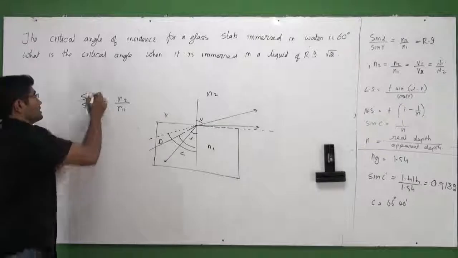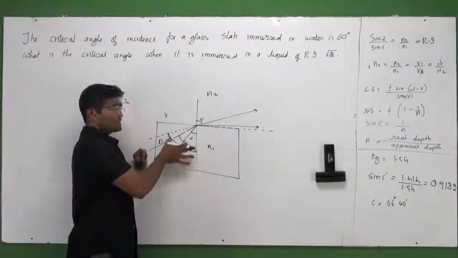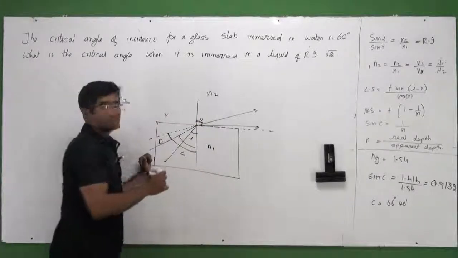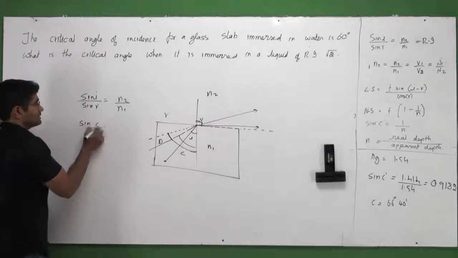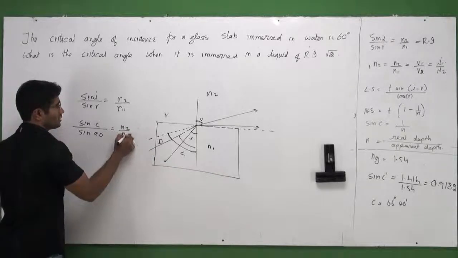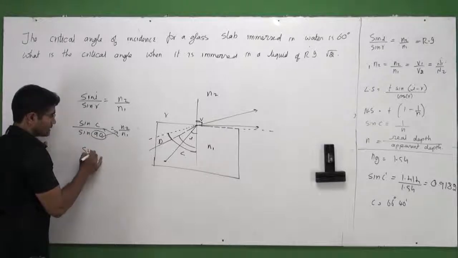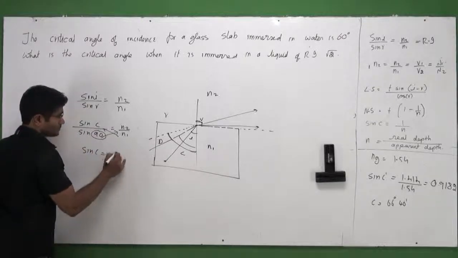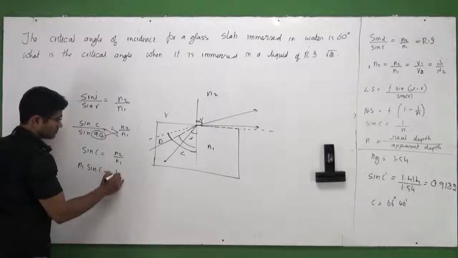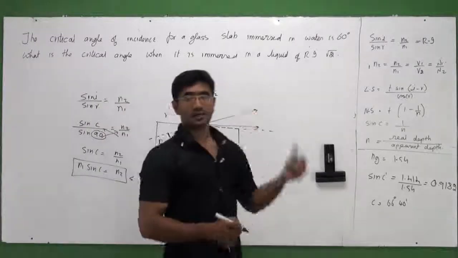Now I can see that I is the angle of incidence, and in this case I is C, the critical angle, and R is 90 degrees if I'm talking about the critical angle. So I can write sine C divided by sine 90 is equal to N2 by N1. Very simple. Now if I cross multiply this, sine 90 is anyway 1, so I'll get sine C is N2 by N1, and N1 into sine C is nothing but N2. This is the relation I would be looking for and I'll be using in the following problem.